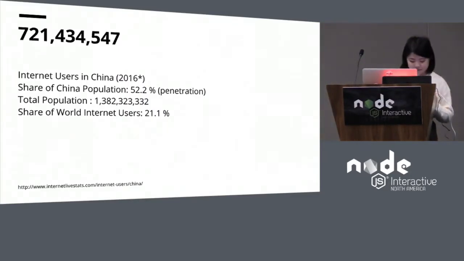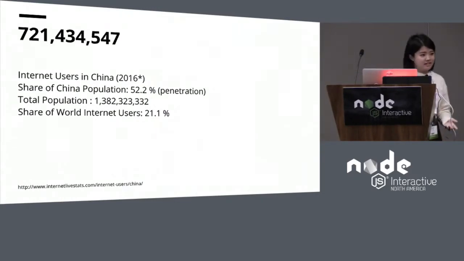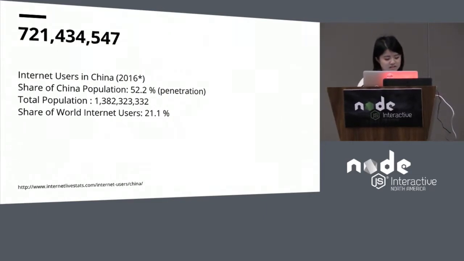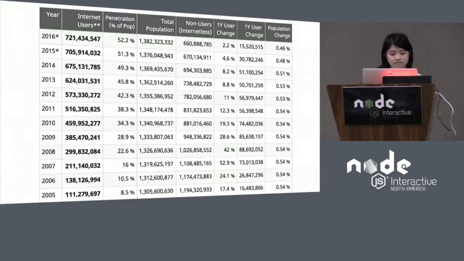So why should we care about developing in China? First of all, China has about 700 million internet users. It's a huge number. It's about 21% of the world's internet users. That's about twice the population of the United States. So there are a lot of caveats of developing a website for China that I wanted to talk about today. And it's a huge audience, so there's a lot of benefits to it.